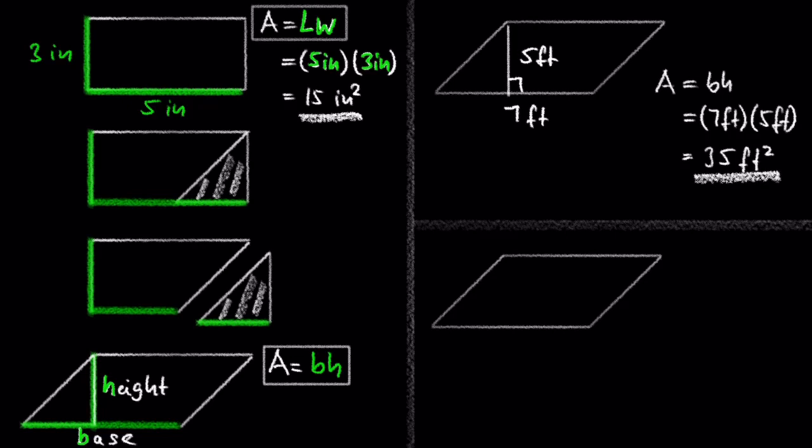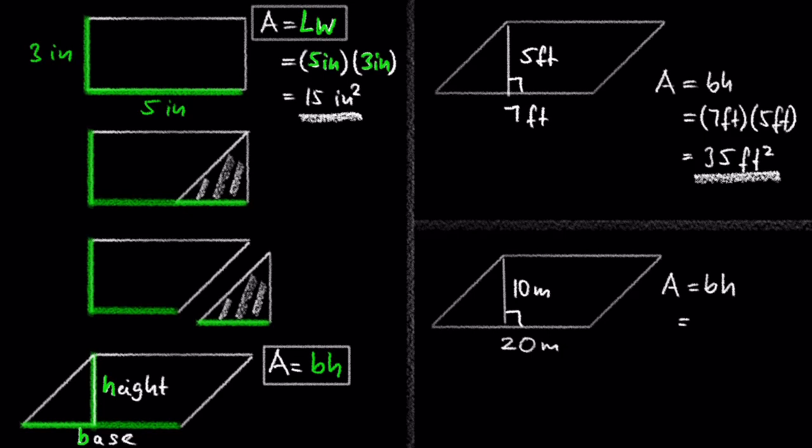What about this parallelogram with a base of 20 meters and the height of 10 meters? What is the area of this parallelogram? Feel free to pause the video and try this on your own. Let's write down the formula again for the sake of practice. The area of a parallelogram A, as in area, equals B as in base times H as in height.